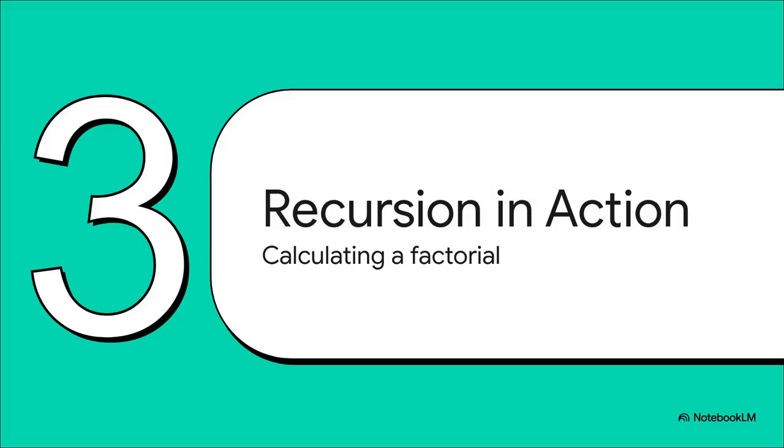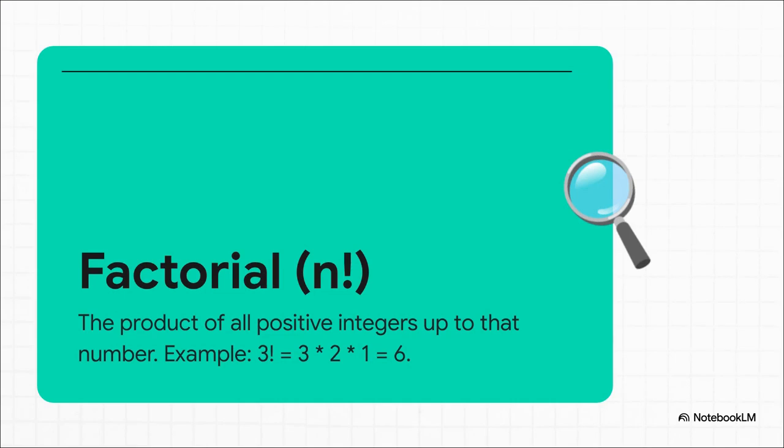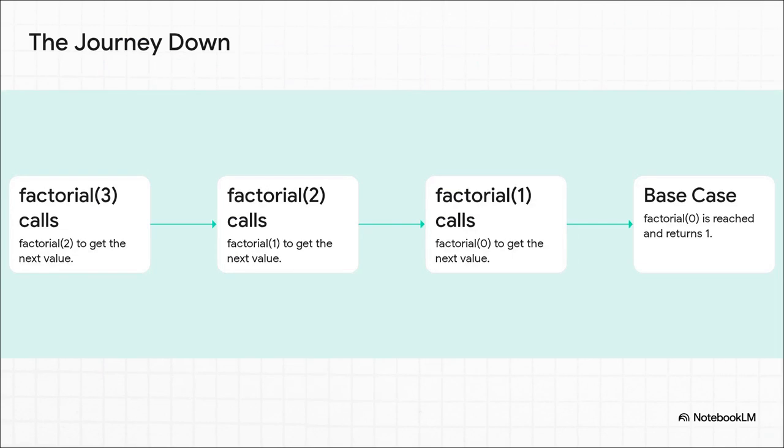Okay, theory is one thing, but let's get our hands dirty, right? Let's see these two rules in action. We're going to tackle a classic problem that's just a perfect fit for this kind of thinking, calculating a factorial. So first things first, what's a factorial? It's written with an exclamation mark, and it's simply the product of all the whole numbers from that number all the way down to 1. So 3 factorial is just 3 times 2 times 1. 5 factorial would be 5 times 4 times 3 times 2 times 1. Easy peasy.